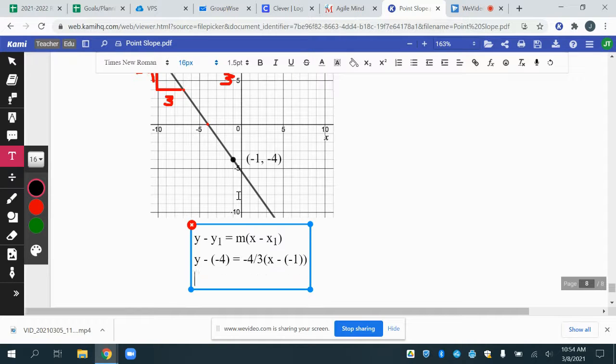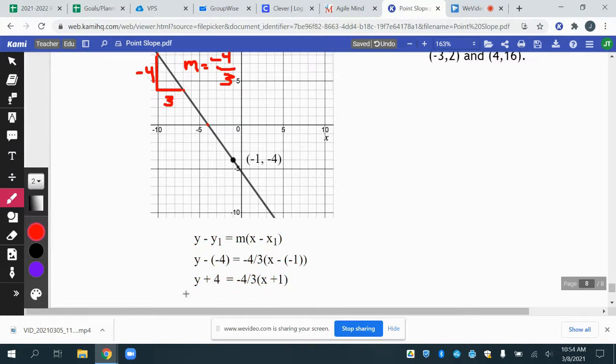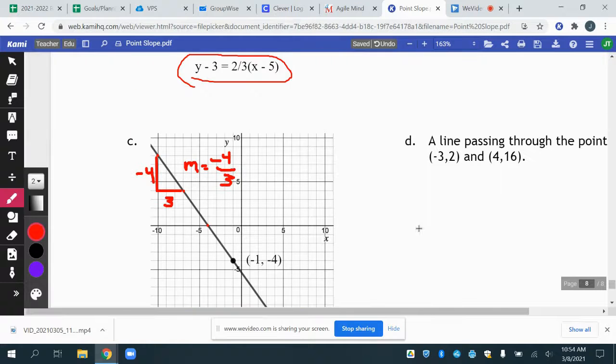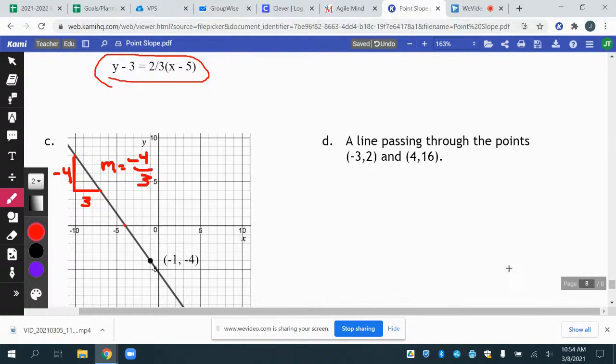Now, I don't like all those parentheses and minuses, so I remember when I subtract a negative, that's actually adding. So I end up with y plus 4 equals -4/3 times x plus 1. That should work. There's my answer.